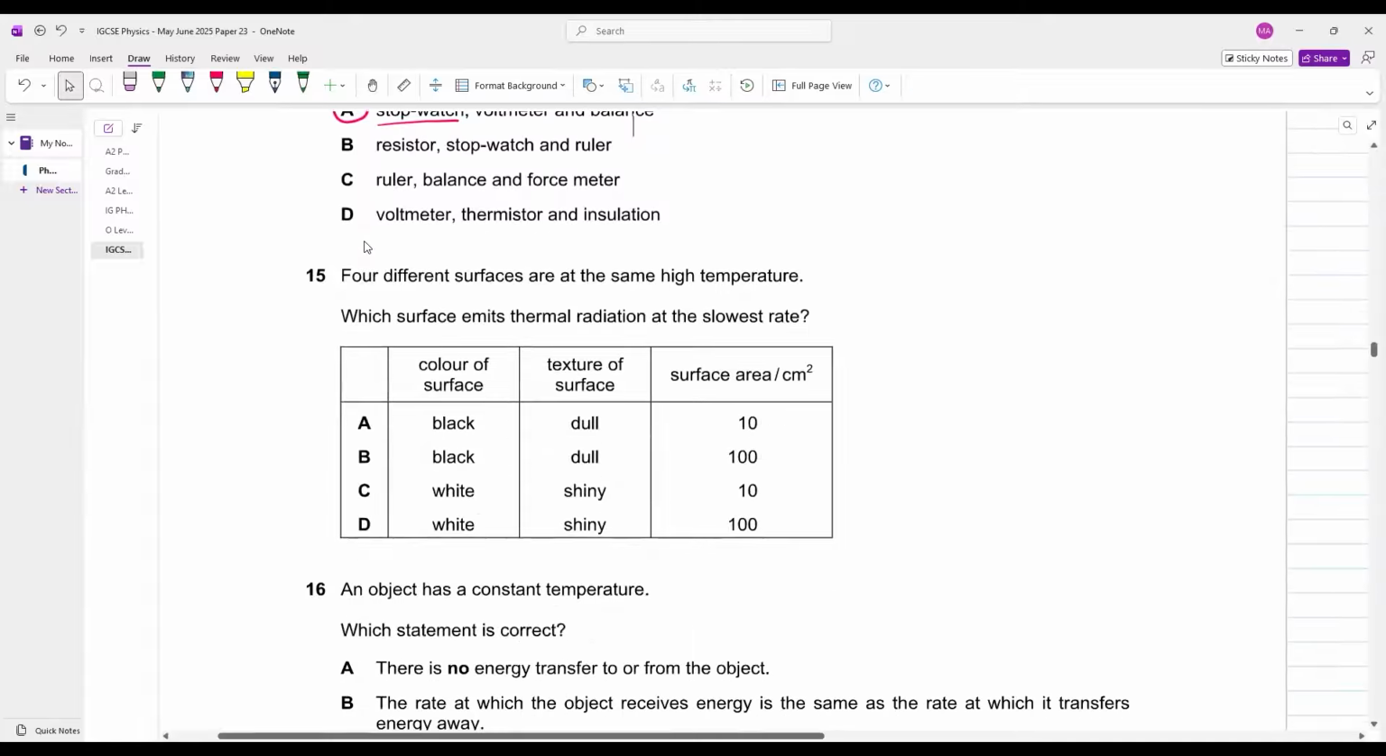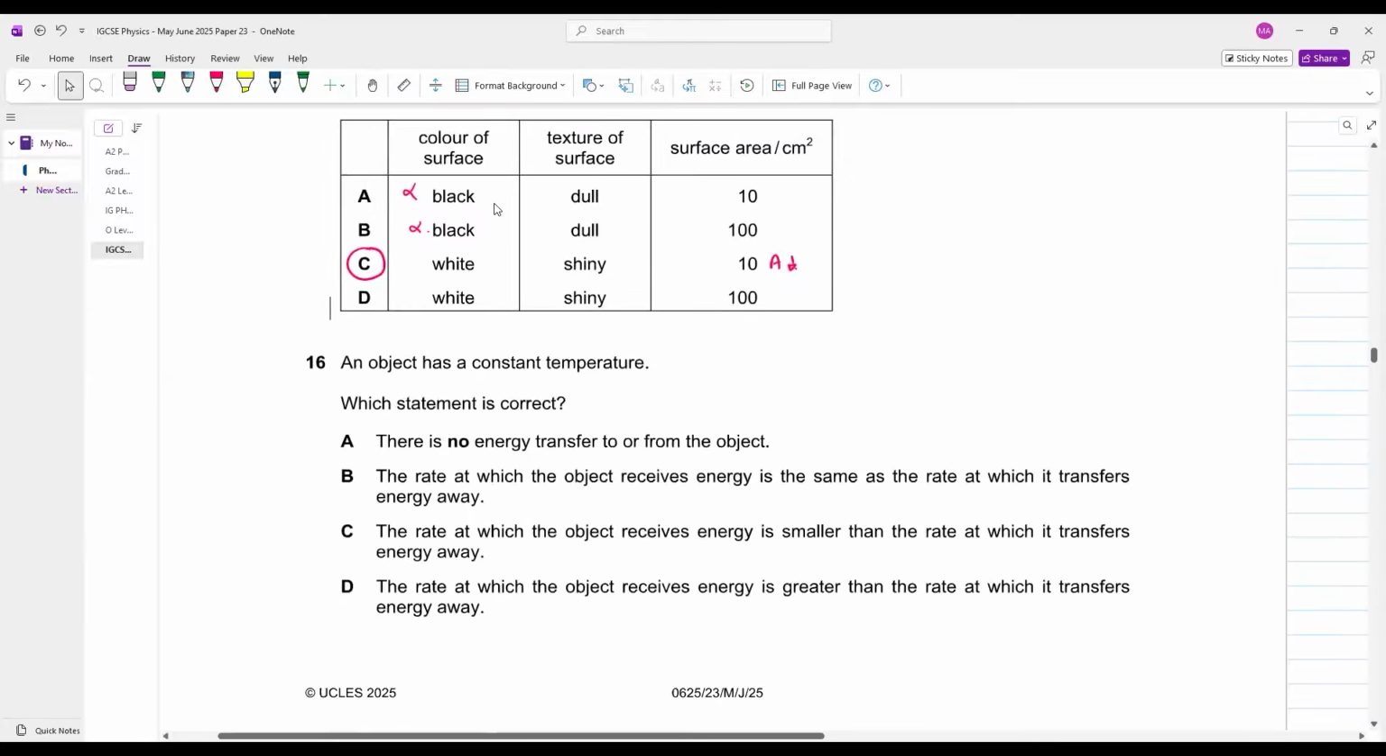15 पे आ जाओ. Four different surfaces are at the same high temperature. Which surface emits thermal radiation at the slowest rate? कौन सा surface emit कर रहा है thermal radiation at the slowest rate? First of all, black वाले options तो cancel कर दो, because black surfaces are good emitters. हमें तो white चाहिए. White में भी हमें shiny चाहिए. Shiny के बाद we want a lower surface area, because the lower the surface area, the lesser the emission. C is your answer. Let's move on to 16.